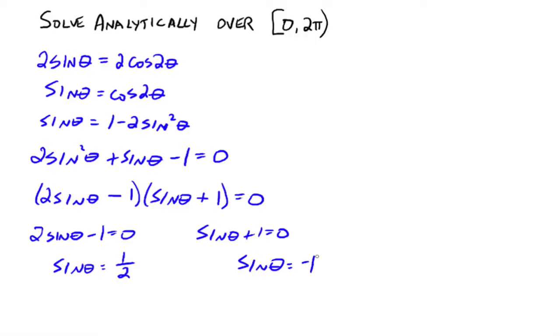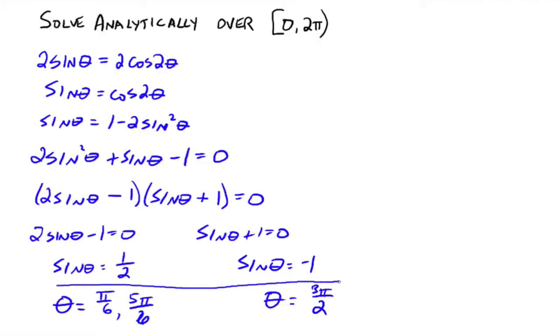Well, here's an example where we don't have to mess with the domain, right? Because it's just the sine of theta is equal to half. So if you're going between 0 and 2 pi, theta, which angles have a sine that's equal to half? Well, that's pi over 6 and 5 pi over 6. Right? And then sine of theta equals -1. Well, what angle has a sine that's equal to -1? Well, that's 3 pi over 2. Right, so there are 3 solutions, pi over 6, 5 pi over 6, and 3 pi over 2.